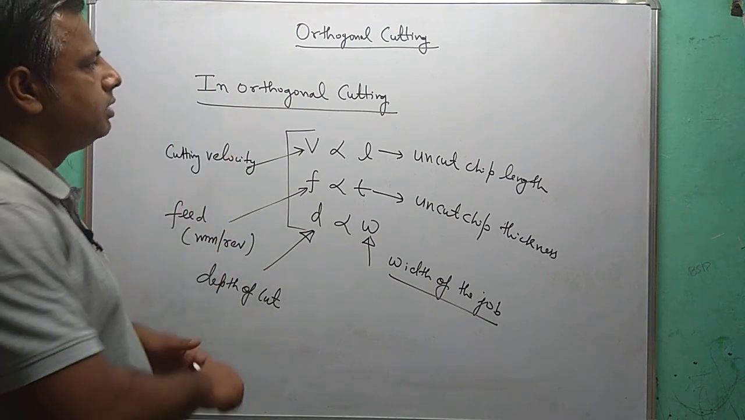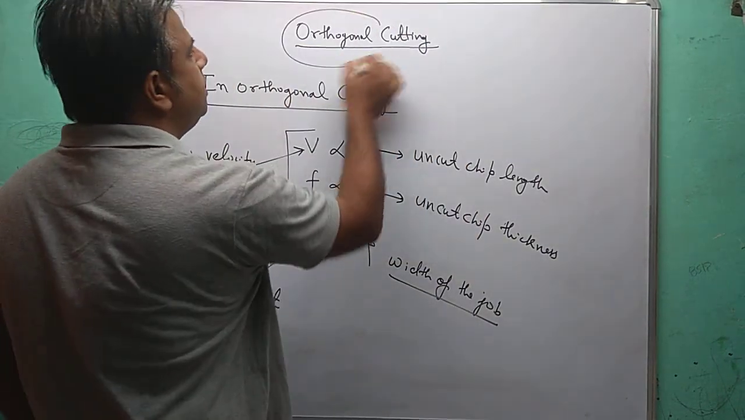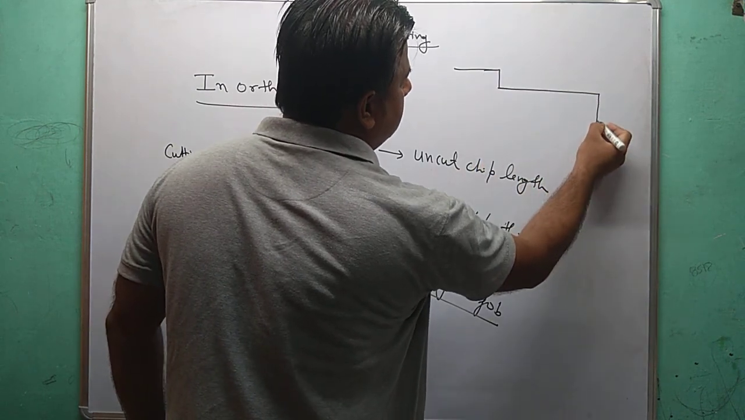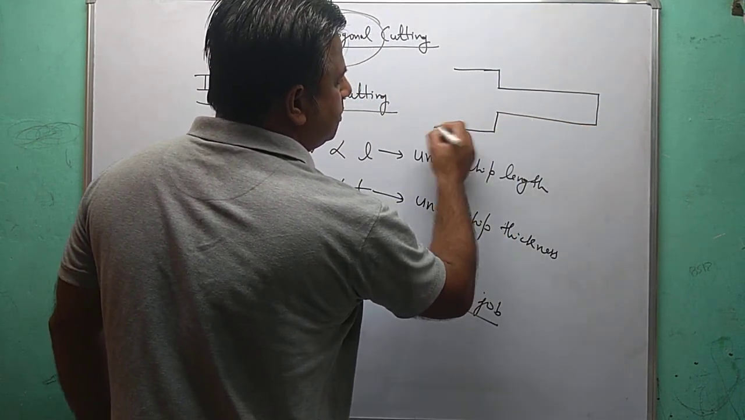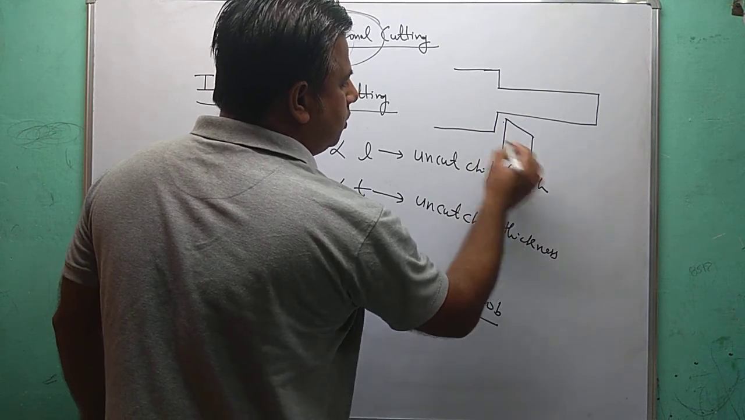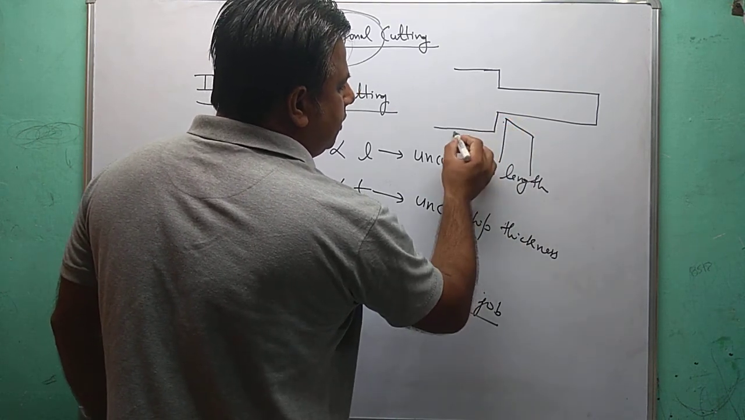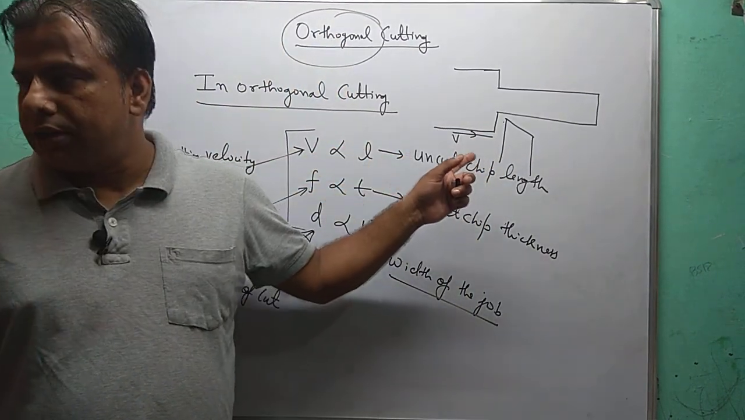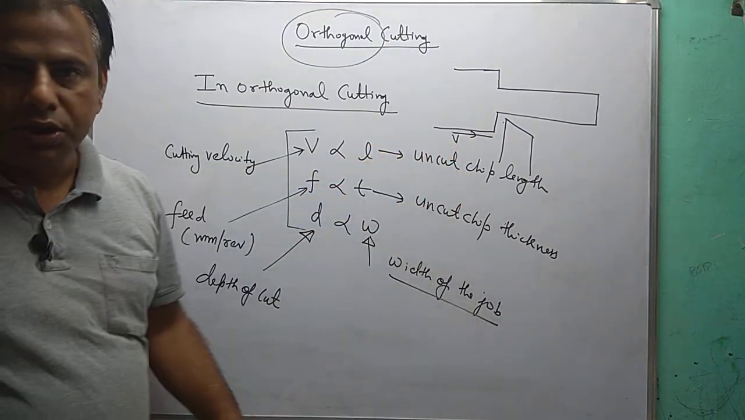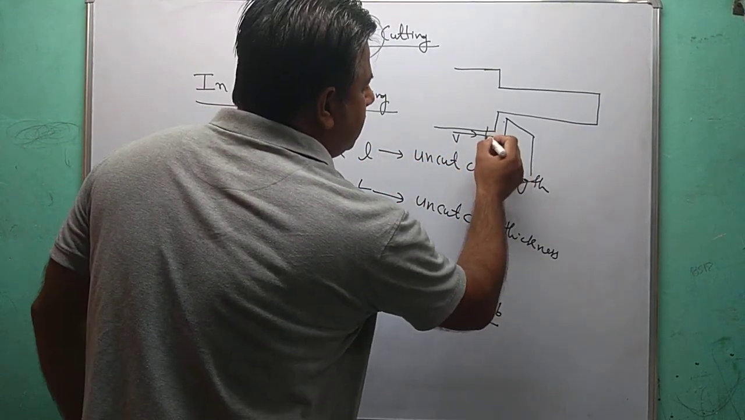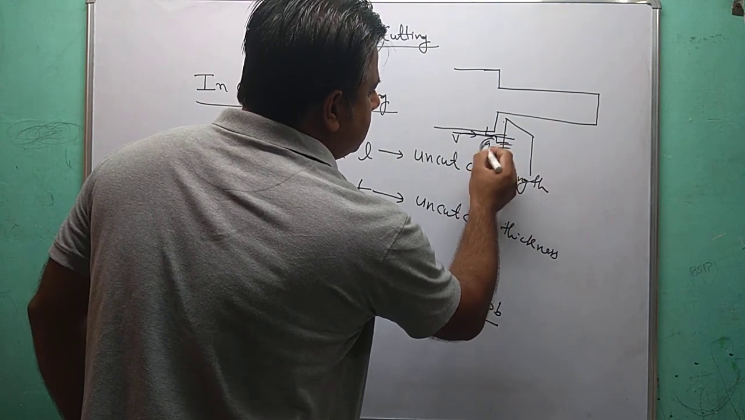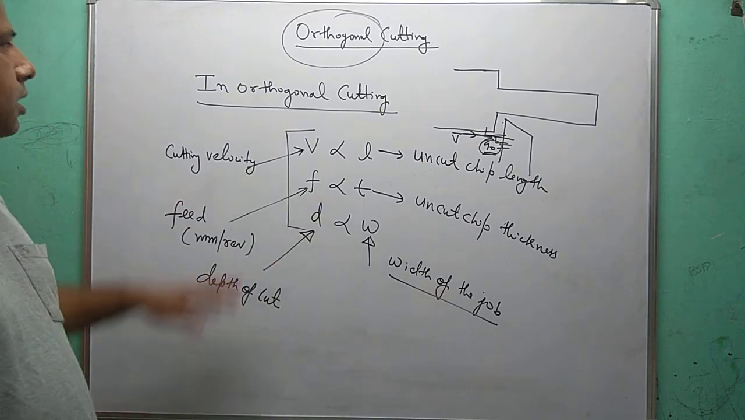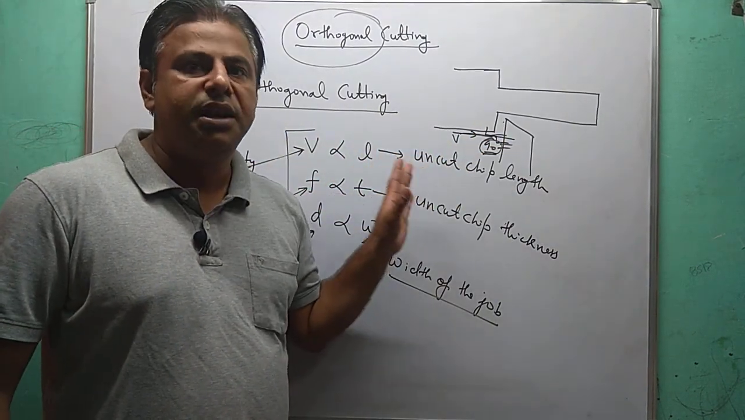Orthogonal cutting means this is the job, the workpiece, and this is my cutting edge of the tool. The cutting velocity, the relative velocity between the tool and the workpiece, and the cutting edge are both perpendicular to each other. Both must be perpendicular to each other in orthogonal machining operations. This is the main condition.